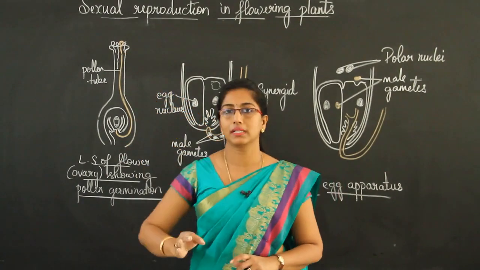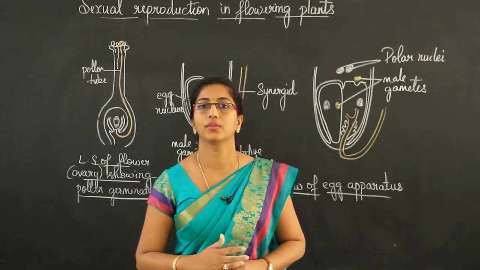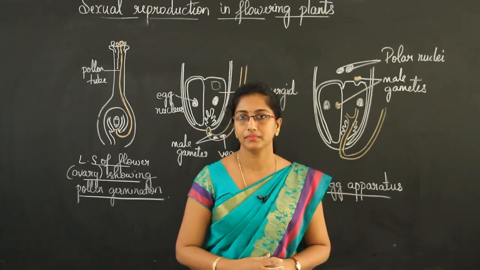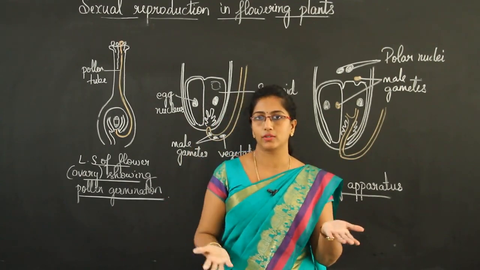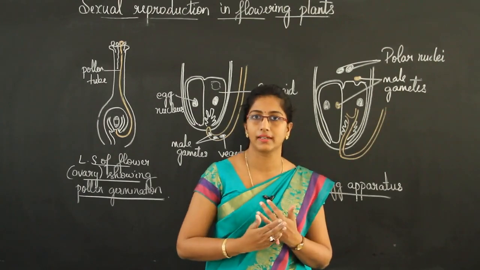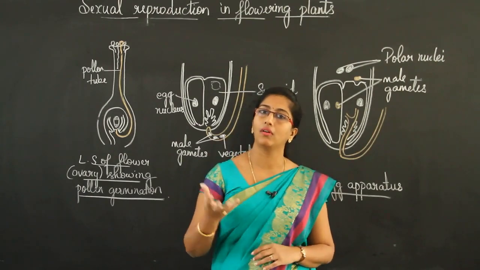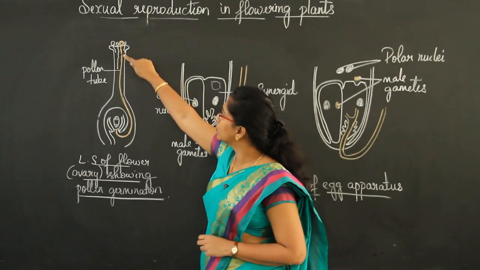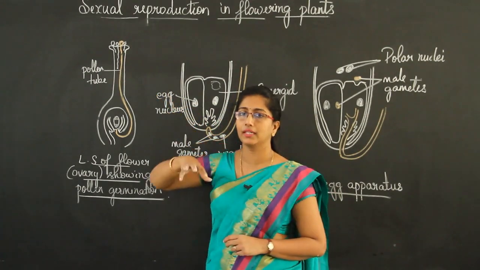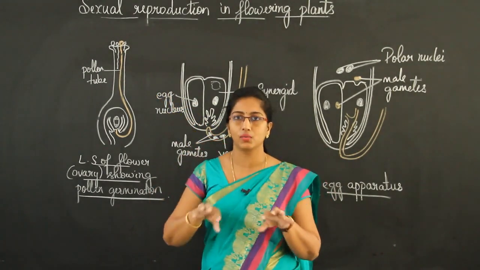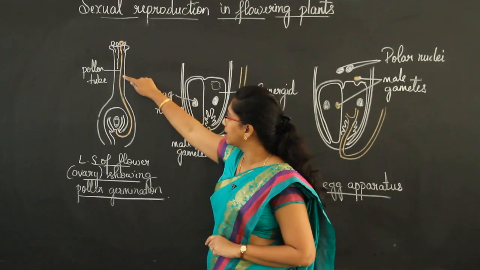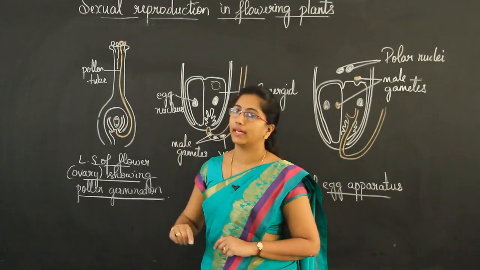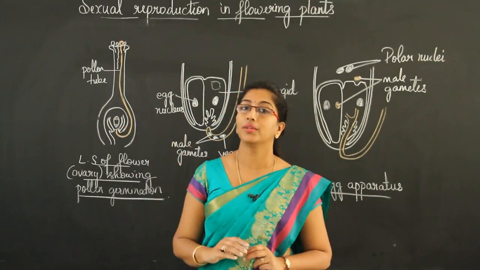How the pollen tubes are produced, I have already explained. The pollen tube is carrying all the contents of the pollen grain: the cytoplasm, the nucleus of the vegetative cell, the nucleus of the generative cell. All that is moving into the pollen tube. This pollen tube moves through the style. It will dissolve the cells there, make its way through the style, and finally reach the ovary. Now in the ovary there is the presence of an ovule.